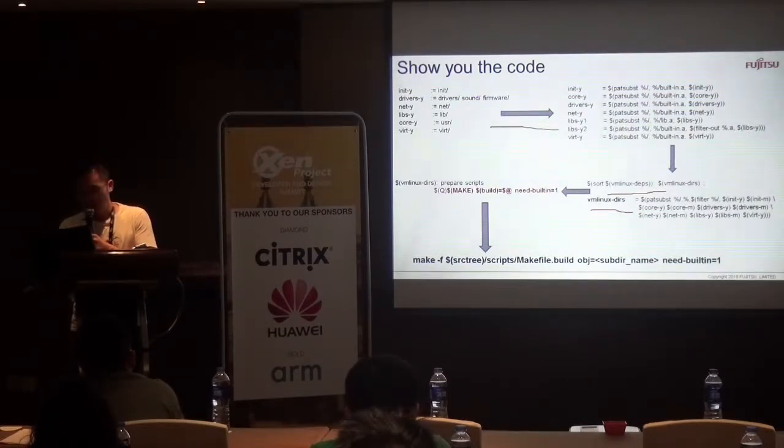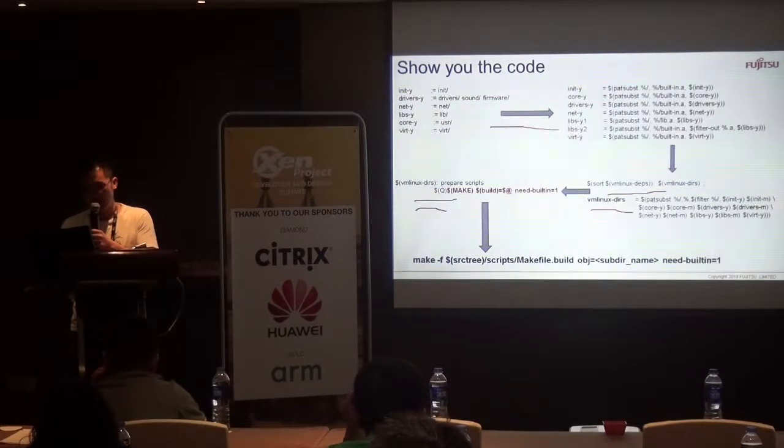Then apply this rule, got it? And actually, this is the entry of the recursive make. And the expanded recipe looks like this. This is the expanded recipe.